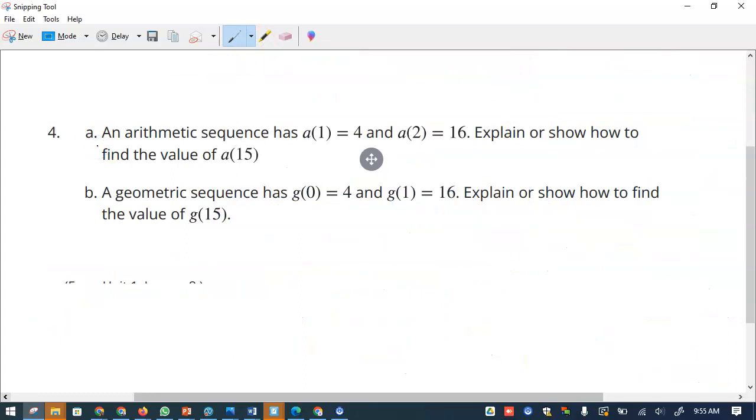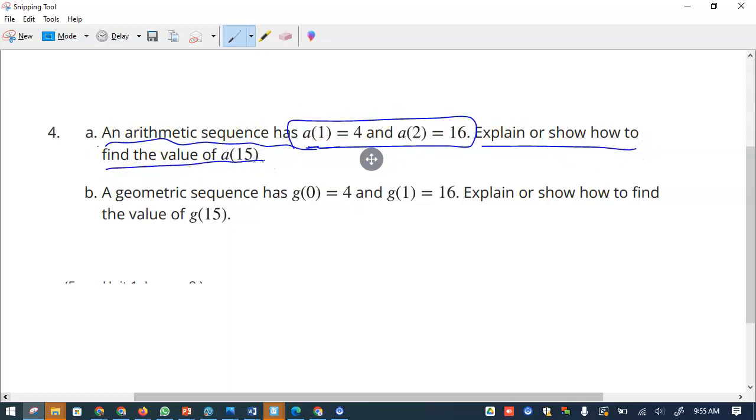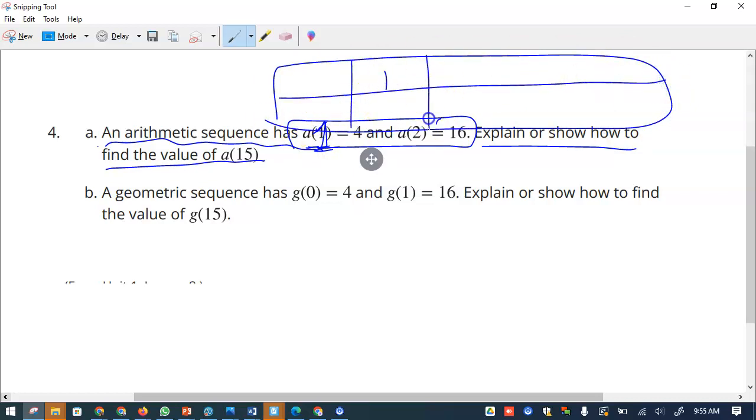So what is given is an arithmetic sequence with these two terms given to you. Explain how to find a of 15. Now remember, this starts with 1, right? So if it starts with 1, that means when you make a table like this, start with 1, 2, 3, and 4. That first number is 4.